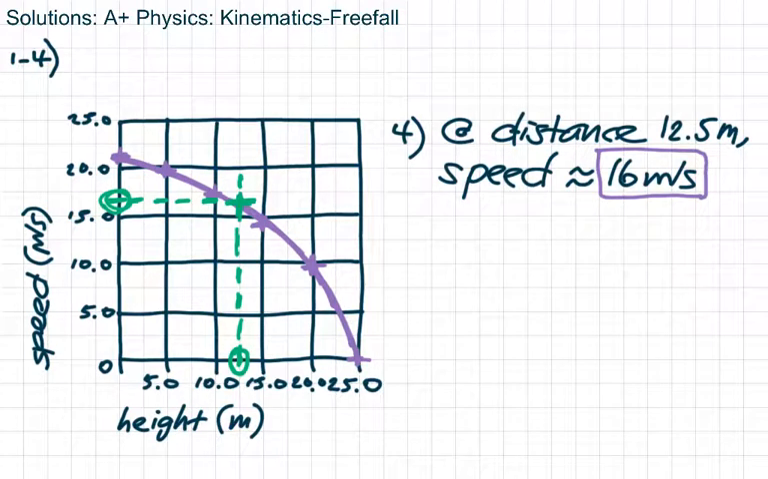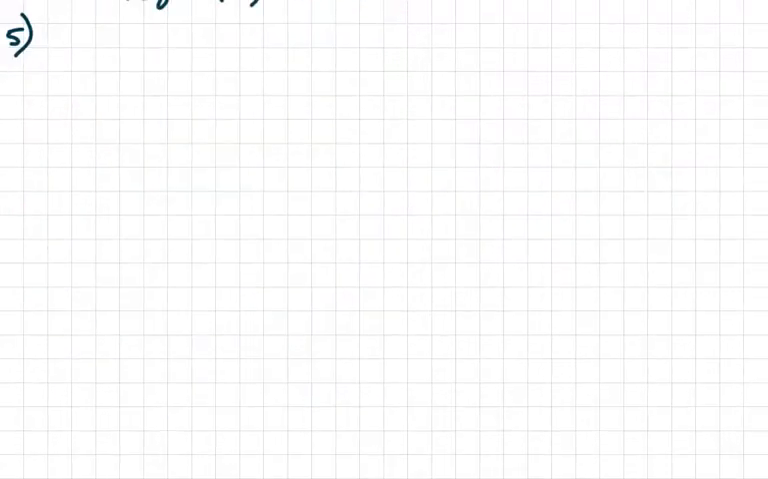You are allowed wiggle room. The answer is based on the curve that you did. But this is all about plotting, all about curve fitting. This doesn't have a lot to do with actual freefall kinematics and analyzing a freefall kinematics problem. Let's move on to number 5.